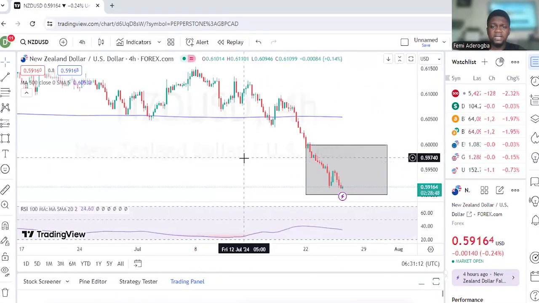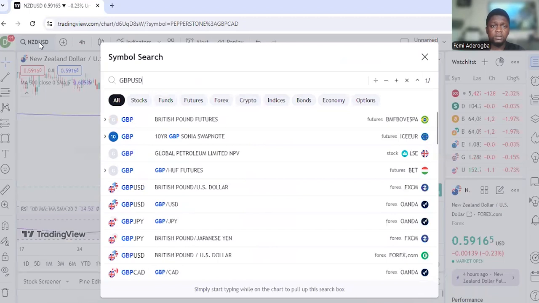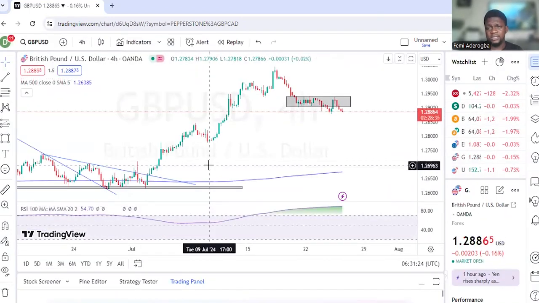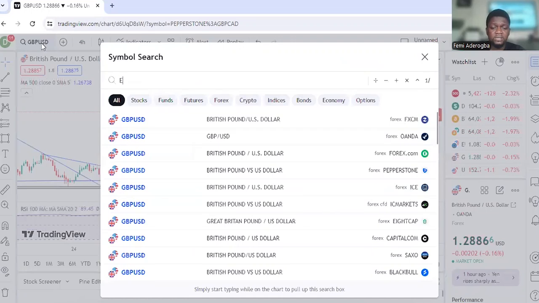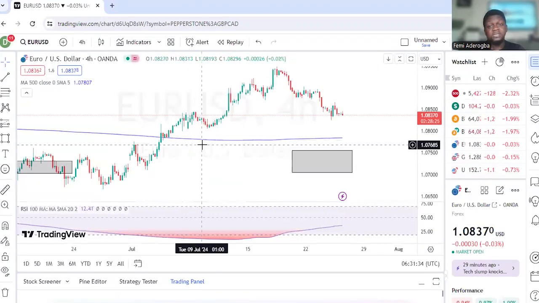What is shown on this chart against USD? You can see that USD got strengthened against NZD USD. Let's check GBP USD. The GBP USD got strengthened against it as well. Let's check the Euro USD. The same result.